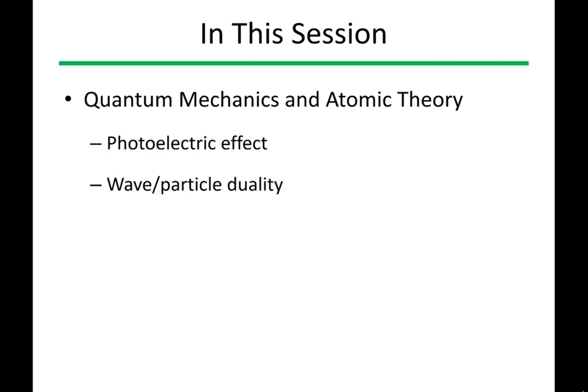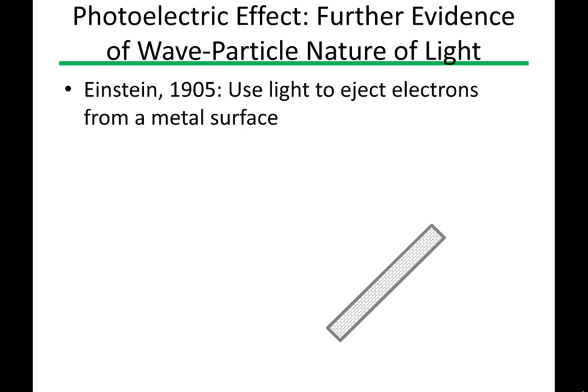In this video, we'll talk about some more of the experiments that showed the dual particle and wave nature of light and matter. The first one we'll talk about is the photoelectric effect. The photoelectric effect was observed in the early 1900s. What was done in this experiment is light was shined at a metal surface, and when the light hit the surface, we could measure one electron being ejected.